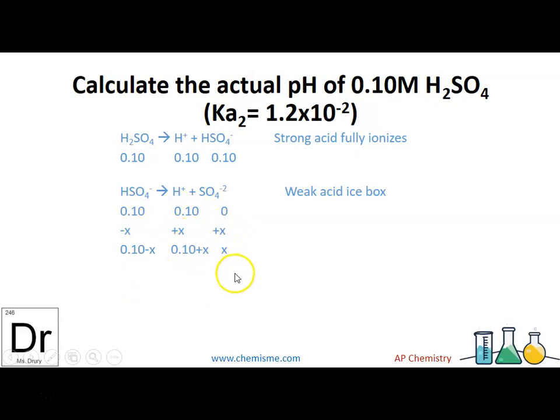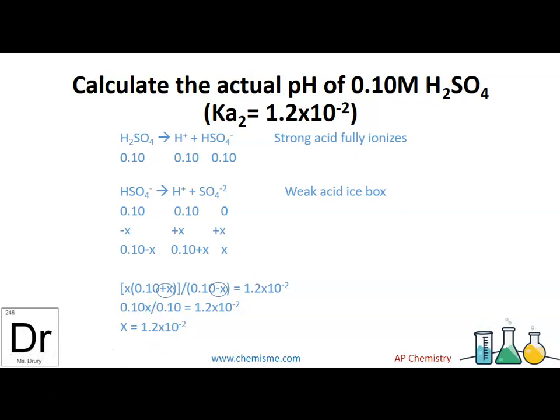Now what we're going to do is plug it into our Ka2, which is X times 0.1 plus X divided by 0.1 minus X, and that's the Ka2 given. This is really ugly. You can take time to cross multiply and distribute out. But because the Ka is pretty small, we can ignore the plus X and the minus X, the changes. Only the changes, because if you ignore all X's, you'll have nothing to calculate. So if I do that, now it just looks like 0.1 times X divided by 0.1. The 0.1s will drop. And now you'll just get X equals 1.2 times 10 to the minus 2.